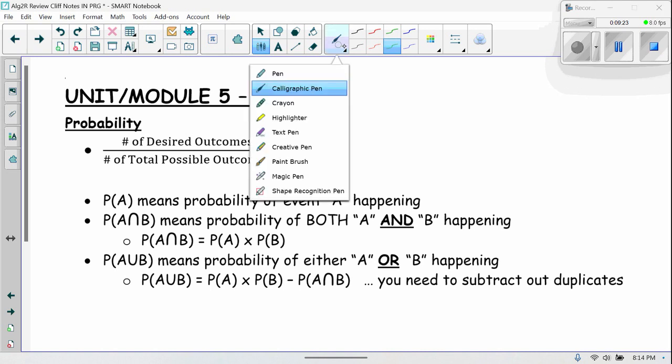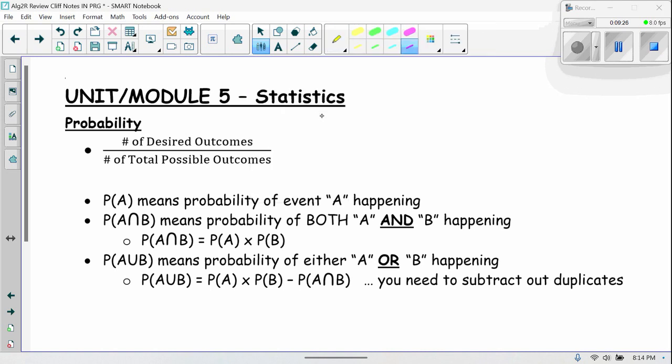Probability. First of all, whenever you're going to get a probability, you're going to create a fraction. In the top, or the numerator, is going to be the number of desired outcomes. And the bottom is going to be the number of total possible outcomes.